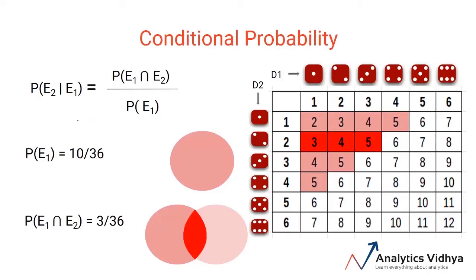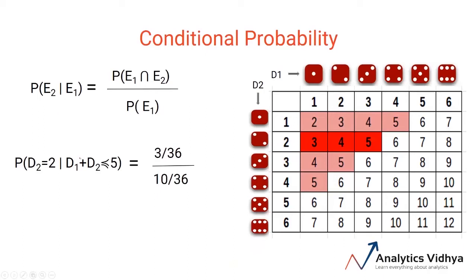So now I have the value of probability of E1 and probability of E1 intersection E2. Let's put it in the formula. So we get the probability of getting 2 on a dice given the sum is less than or equal to 5 as 3 by 36 upon 10 by 36, which comes out to be 0.3.